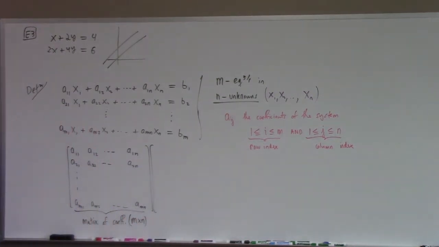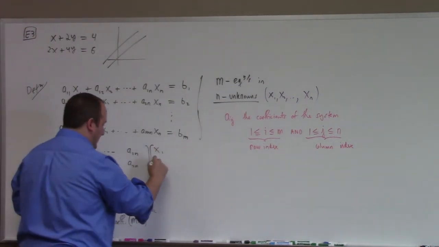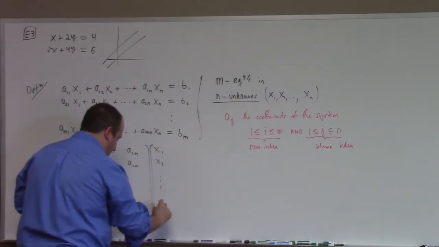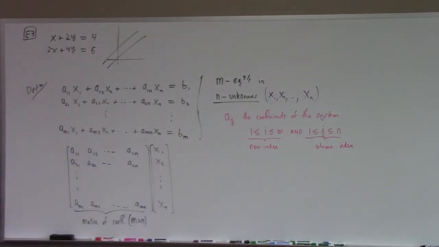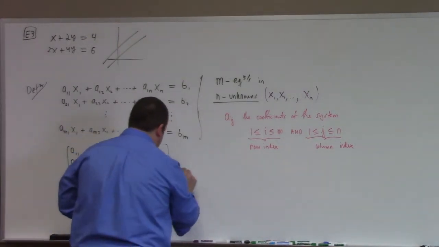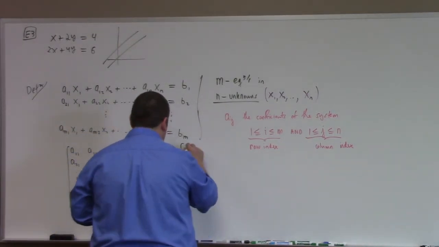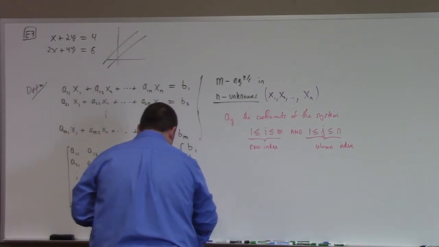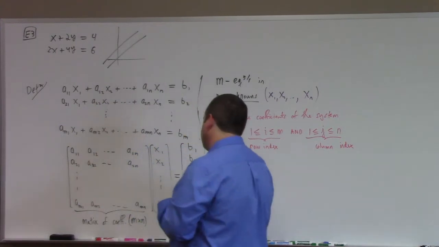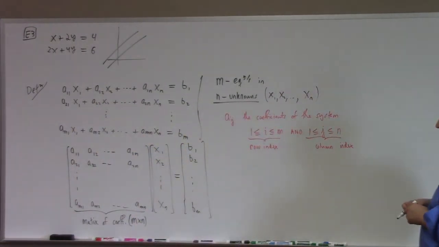All right. And then the vector of unknowns, x1, x2, xn. We have n unknowns in this setup here. And then, of course, we have our vector of inhomogeneous terms on the other side: b1, b2, b sub m. So just trying to develop some terminology for you guys, all right?